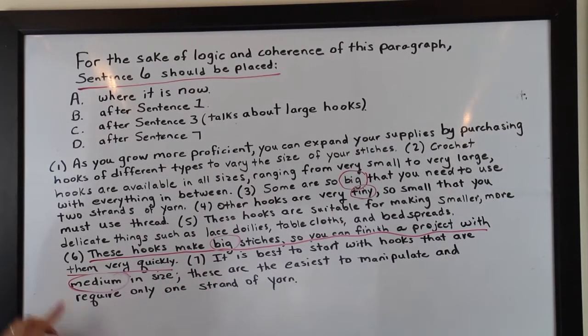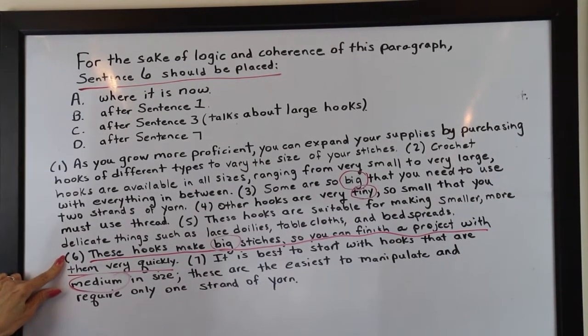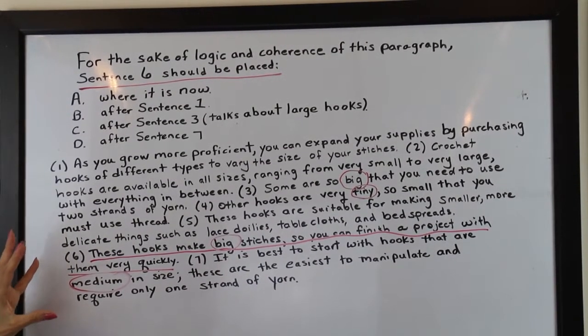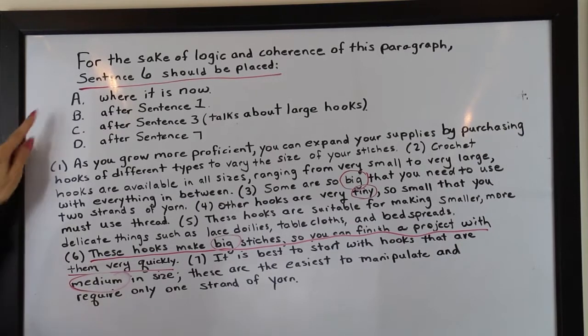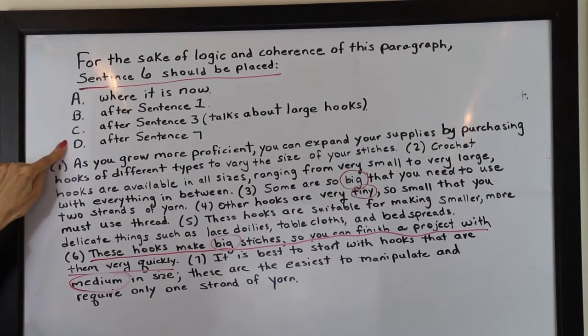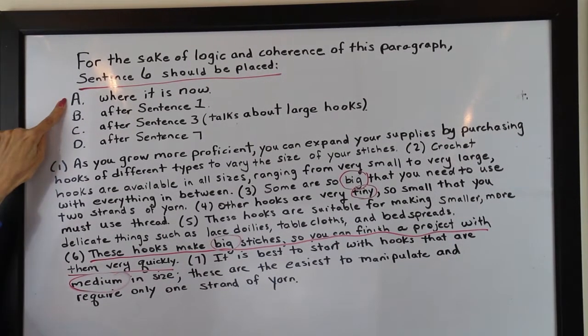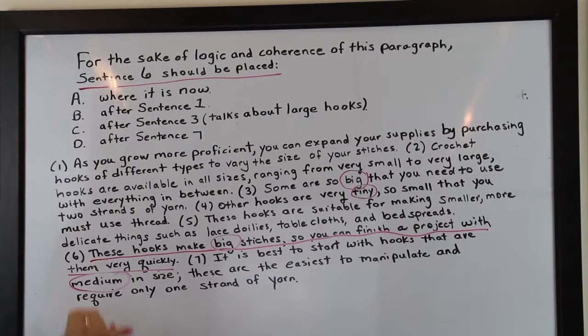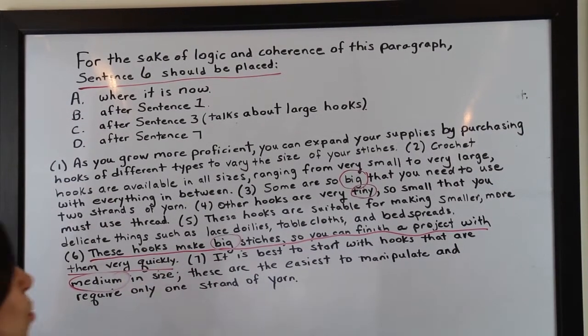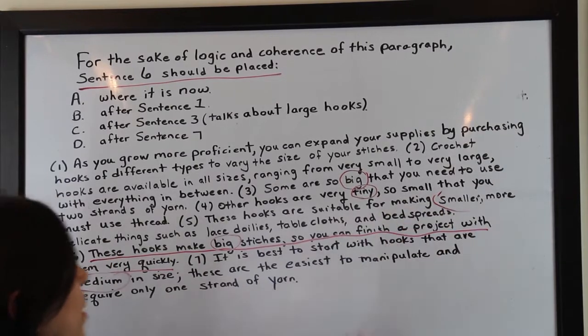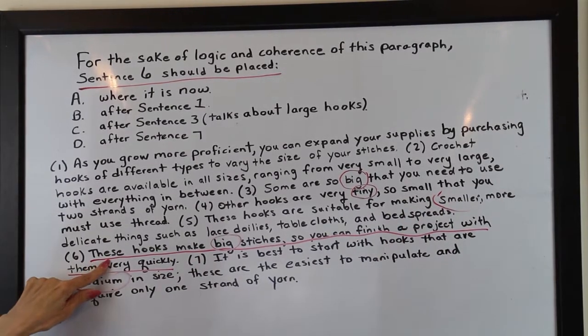Well, I don't know about you, but when I read sentence 6, it didn't seem to fit in, but now let's look at the choices and see if that'll help us. Where it is now. Well, here they're talking about smaller, more delicate items, and then they're talking about big stitches, so that doesn't seem to work there.